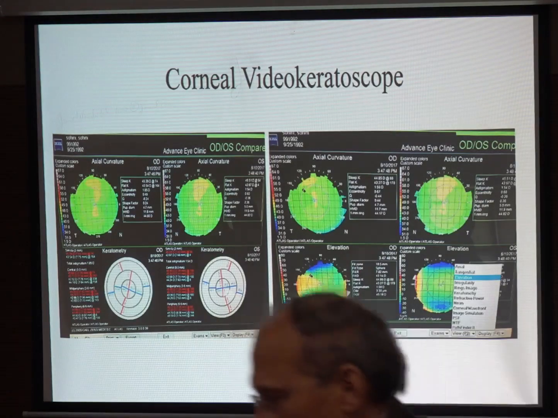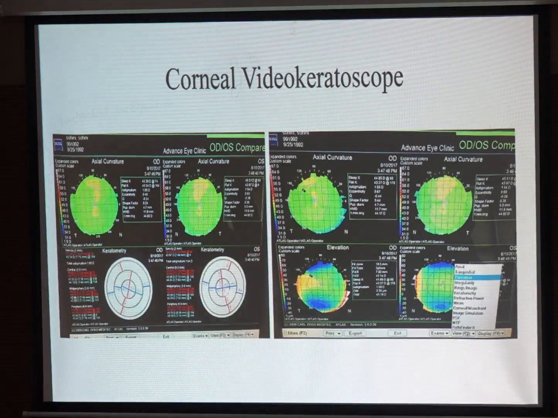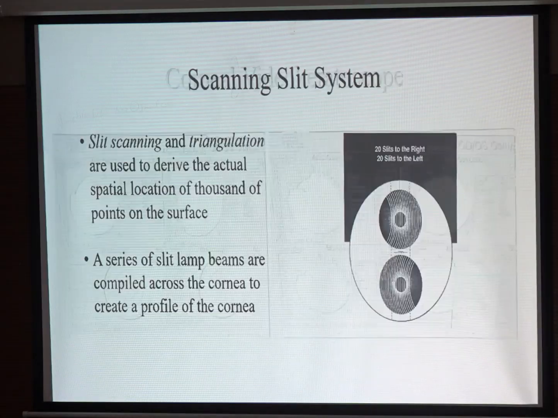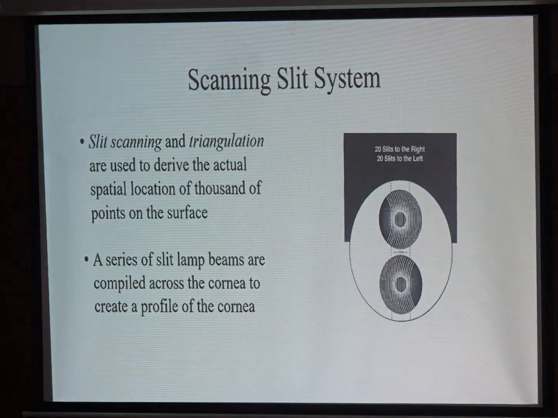This can also provide you the elevation map, but you have to remember that it is only capturing the anterior corneal surface. So whatever elevation readings are being given to you are calculated, and it is not the real elevation based value. Now the OBSCAN is based on the scanning slit system. This is not used nowadays, but you should just have an idea about what it is.